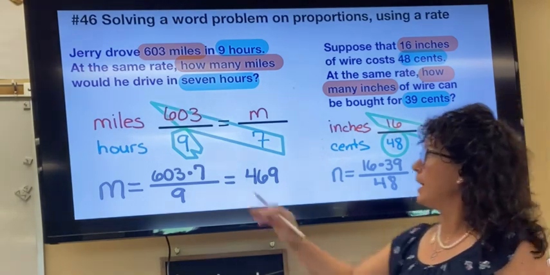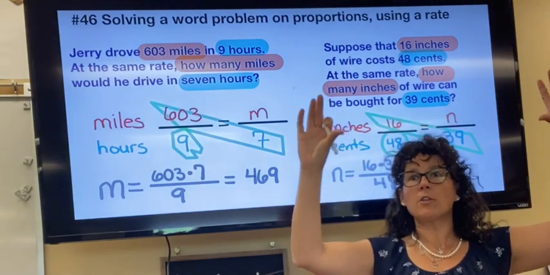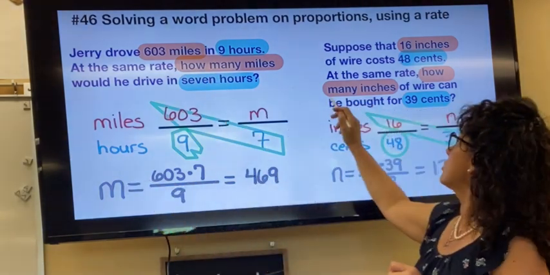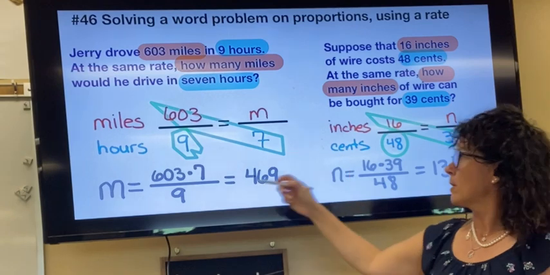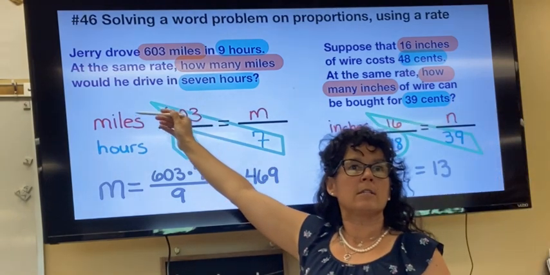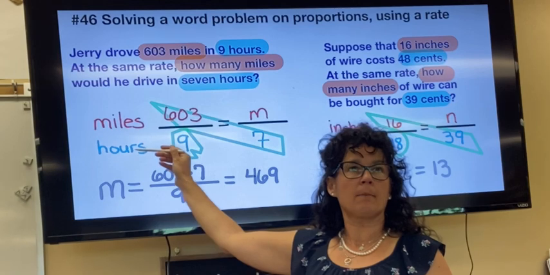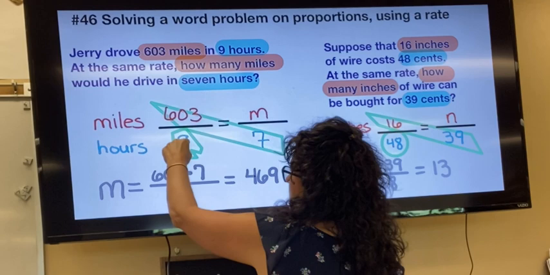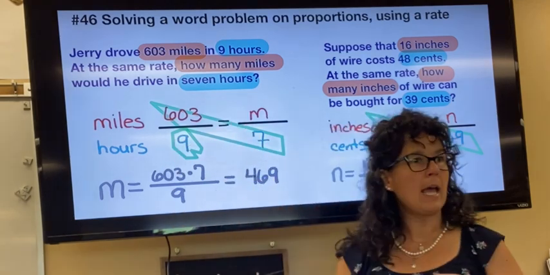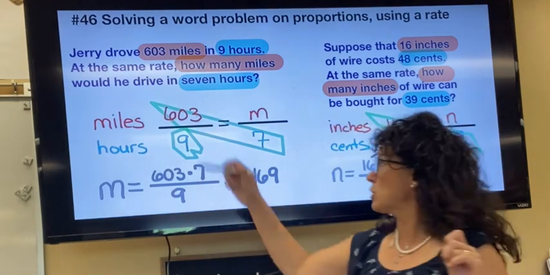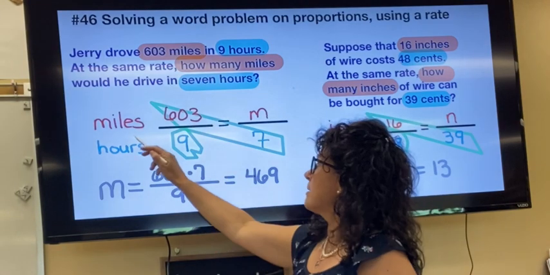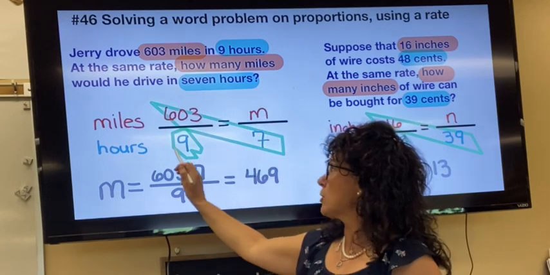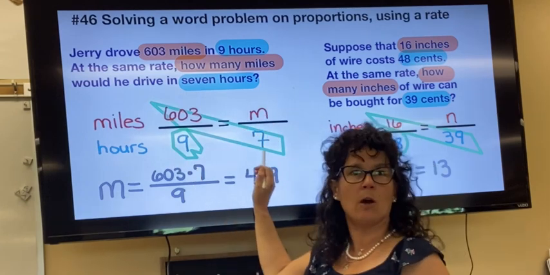Okay, so step one, read what's in front of you and see what are the two things being compared. In this one, miles and hours, and in this one, inches and cents. Just put one of the labels in the tops and one of the labels in the bottom. If you put hours over miles, then this would have been 9 over 603 and 7 over m. So it doesn't matter which way you decide to go, but once you make the decision, then the numbers in the numerators can only be miles. The numbers you put in the denominators can only be hours.